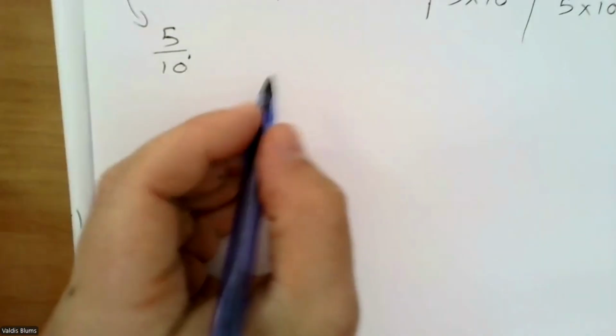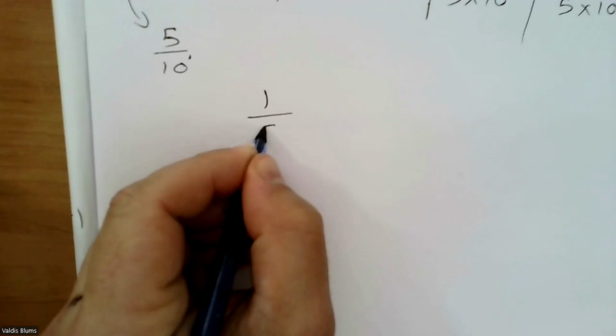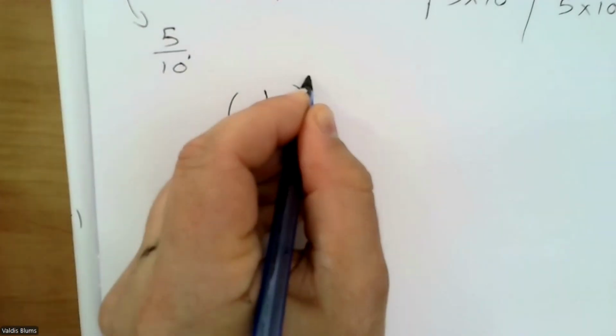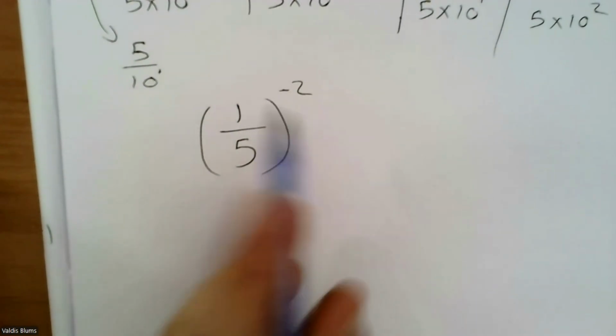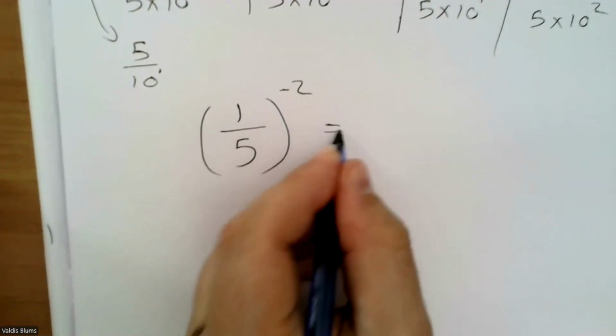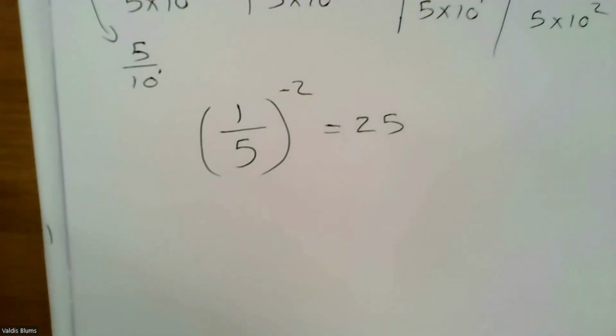So let's just say I have the number 1 over 5, all to the power of negative 2, for instance. If you type this into your calculator, hopefully you get the number 25. So just type that into your calculator, just confirm that that comes out as 25. I'll give you a couple of seconds to pause the video here so you can do that.